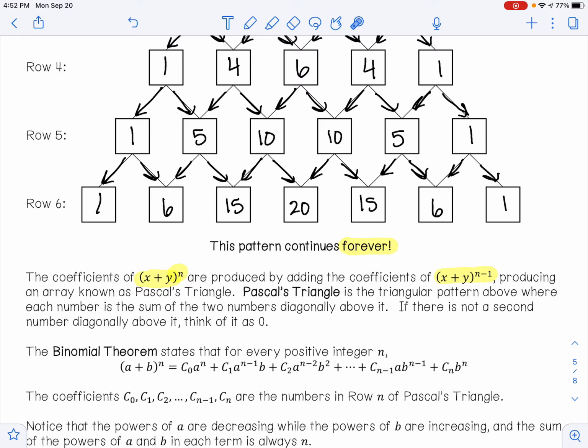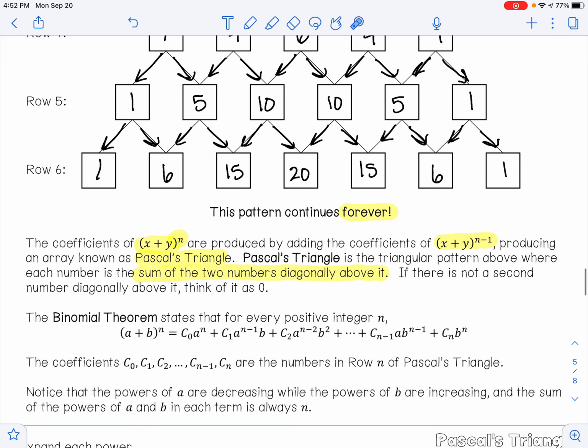It produces an array known as Pascal's Triangle. Pascal's Triangle is a triangular pattern above where each number is the sum of the 2 numbers directly above it, diagonally above it. If there is not a second number diagonally above it, think of it as a 0. So for example, this one, we have this number that's diagonally above it, but we don't have another number over here. So that's what you're thinking of as 0. 0 plus 1 is 1.